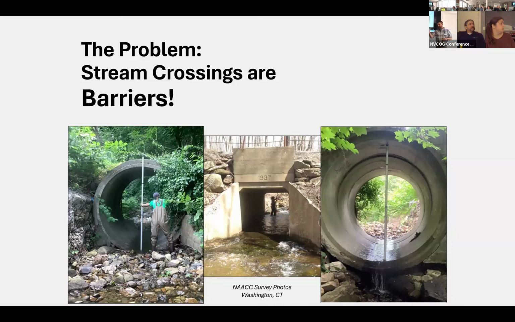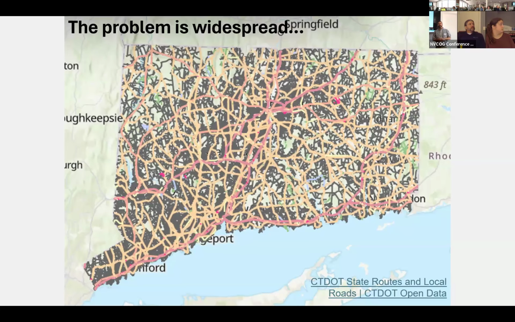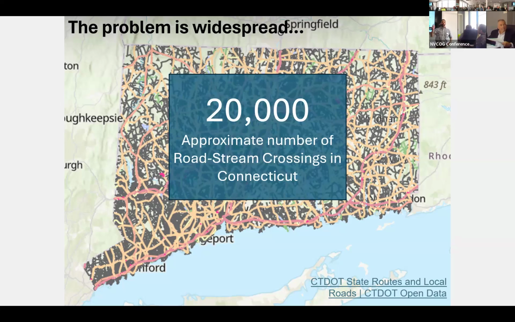Obviously, stream crossings are barriers, so I'm going to cruise through some of these. And the problem is widespread. I focus on dams a lot. There are about 5,000 dams across the state of Connecticut, and how many road stream crossings are there across the state? Anyone bold enough to shout out a number? 5,000. 10,000. You said 10,000. 50,000. Arrow forward, please. 20,000 is the estimate where roads intersect streams. I had done one in grad school and I hit 30,000, but a lot of those are just errors in mapping, so it's really around 20,000 across the state of Connecticut, which is a pretty high density compared to a lot of the states in the Northeast.